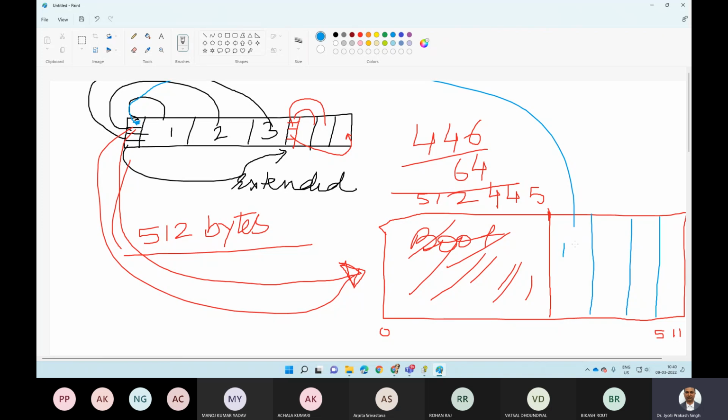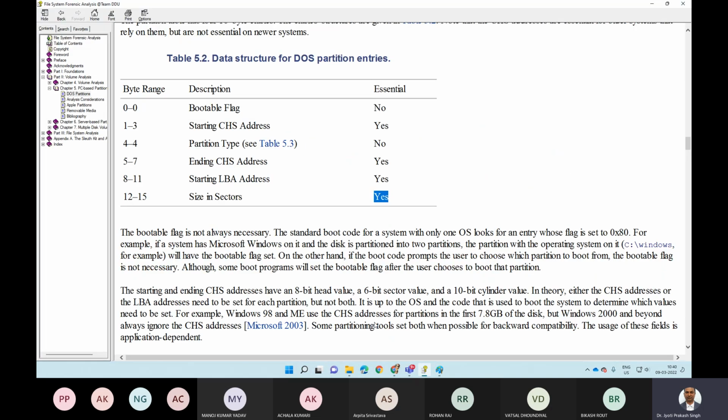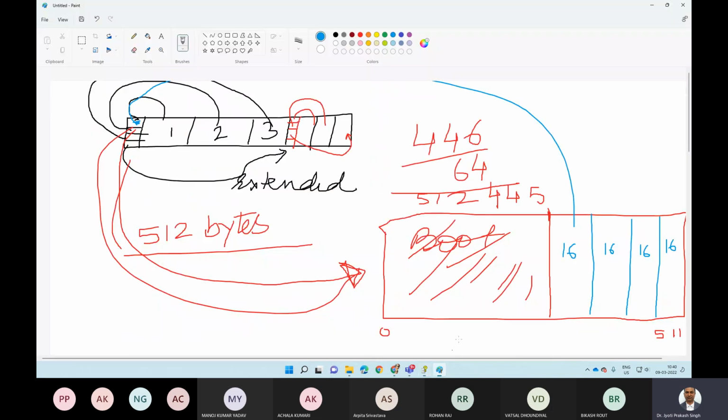So we know that this is a total of 16 bytes. This is 16 bytes, this is 16 bytes, and this is 16 bytes. And if you see what goes inside one 16-byte entry, it is this. The first, 0th byte is basically the bootable flag. Whether this disk is bootable or not, whether the first partition is bootable or not, that information is what the first byte is reserved for.